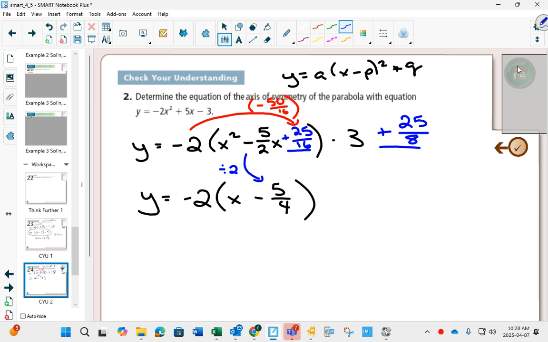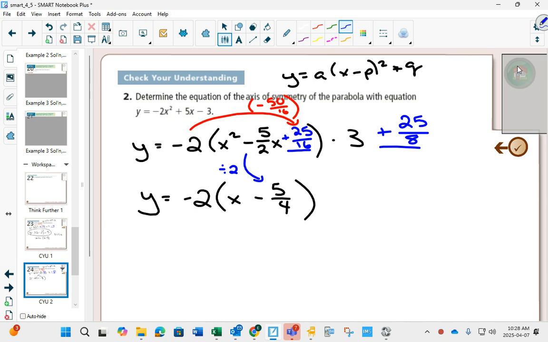Now, it may seem that the fractions aren't the nicest, but trust me, if this was a decimal, this would be 2.5. Half of 2.5 is 1.25. How good are you at squaring 1.25 in your head? Not very good. But squaring 5 over 4 to be 25 over 16 isn't bad. So working with fractions is actually a lot easier.